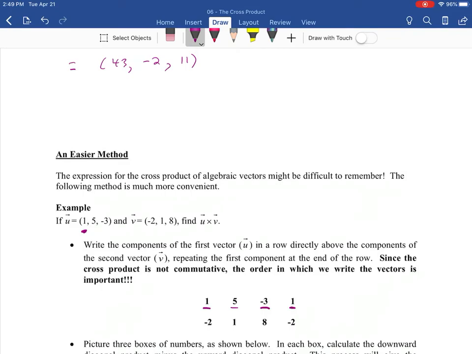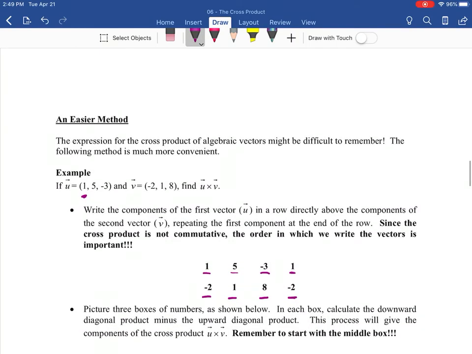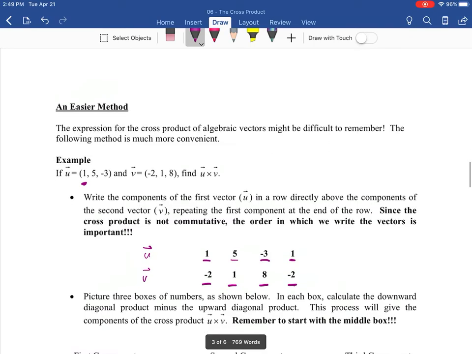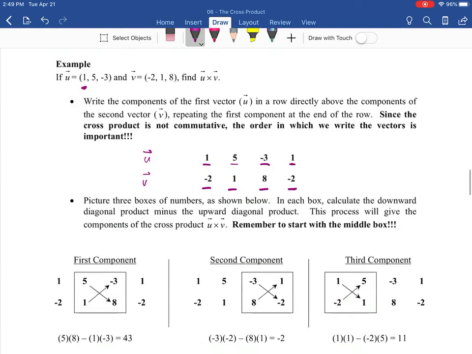Write the first vector, 1, 5, negative 3. But repeat the first component. Write it again as a 1 there. Then do the same thing with the second vector underneath. Negative 2, 1, 8, and rewrite the first one here. You'll see why I'm rewriting it in just a second. And then it's important to write the first vector that you're doing on the top and the second vector on the bottom, because u cross v is not the same as v cross u.